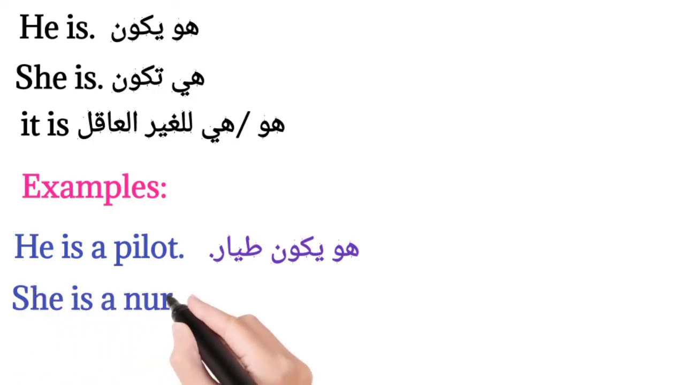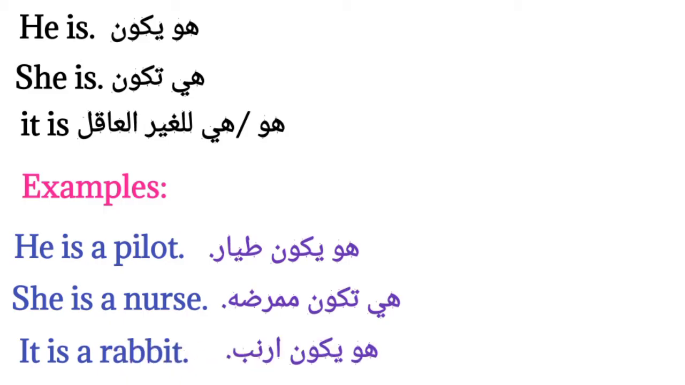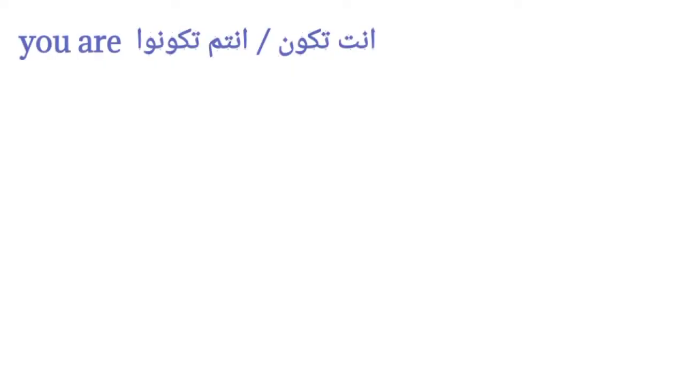She is a nurse. هي تكون ممرضة. It is a rabbit. هو يكون أرنب. Am, is, are: verb to be and helping verbs in English sentences.